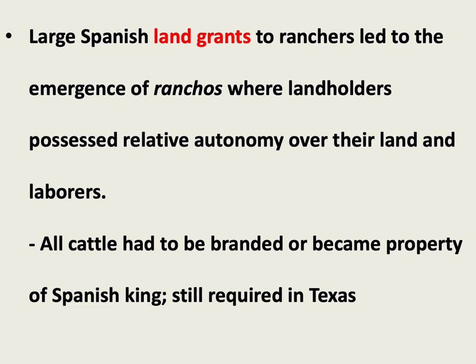Now, because there were so many cows and horses running around, because there weren't really any fences, the law required that all cattle had to be branded, and if it wasn't branded, it automatically became property of the Spanish king. And this led to the development of the cowboy skills of rounding up the cattle, roping them, because they'd have to rope them, and you can see this in a rodeo.